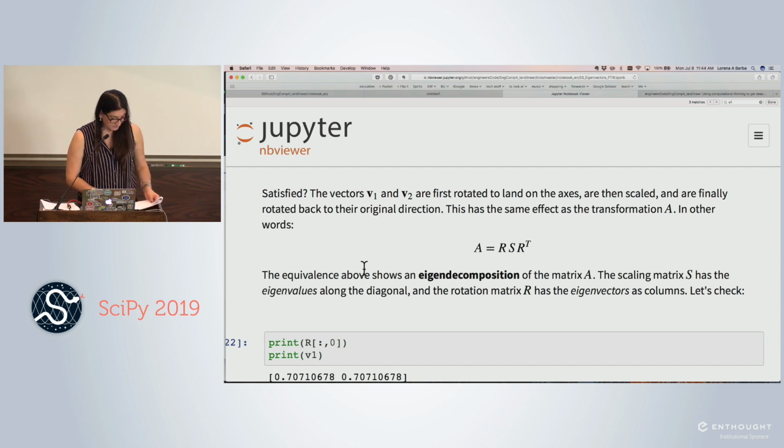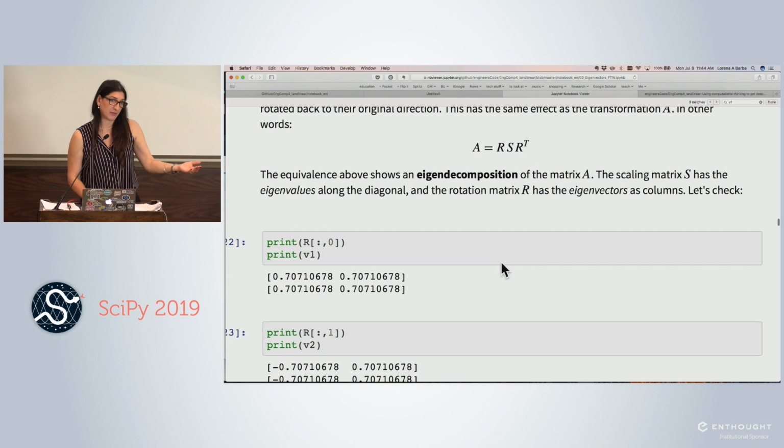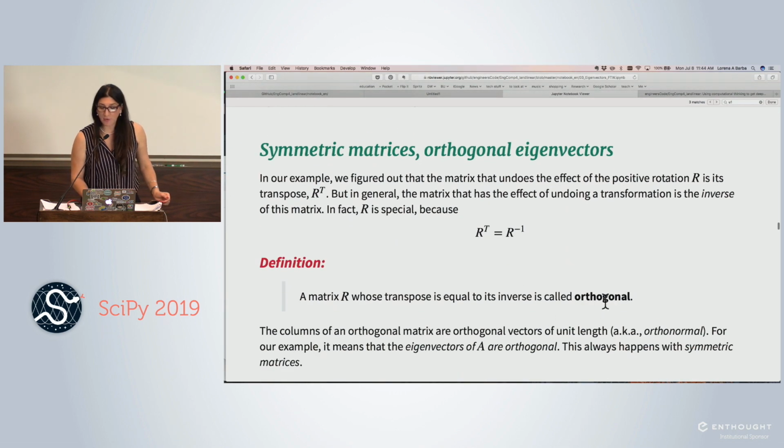All right. In our previous discussion, we also figured out that the matrix that undoes the effect of another matrix is its inverse. Now, in this case, we've worked out a rotation by negative 45 degrees, and we figured out that the rotation by plus 45 degrees is the transpose. So what's going on? Well, it turns out that this R is a special kind of matrix that has the property that its transpose is equal to its inverse. This is called an orthogonal matrix. R is called an orthogonal matrix because its transpose is equal to its inverse.